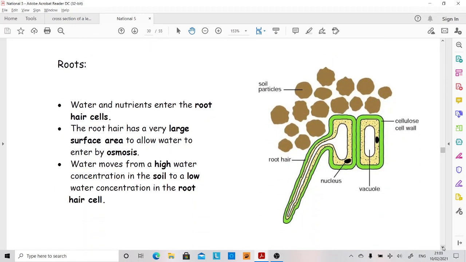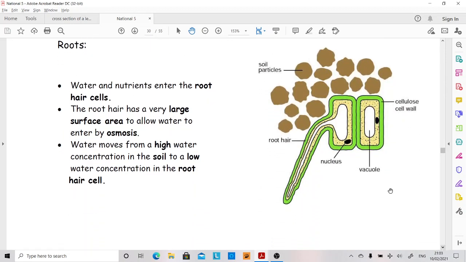Let's look in a bit more detail. So if we're dealing with our roots, there are some specialist cells in the roots called root hair cells, which have large extensions to give a big surface area. Water will go into the cell by osmosis through the root hair. There's always going to be a higher concentration of water outside the cell than inside, because water is going to travel up the plant and evaporate out through the stomata. So water is entering the root hair cells by osmosis.